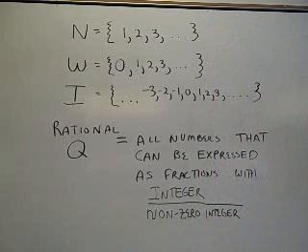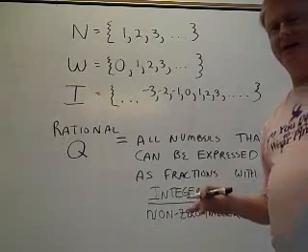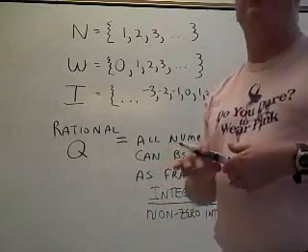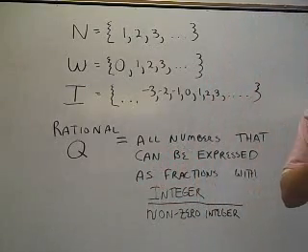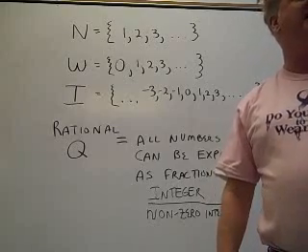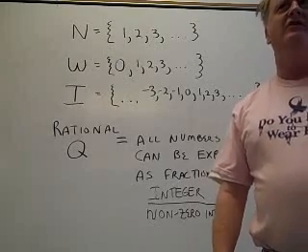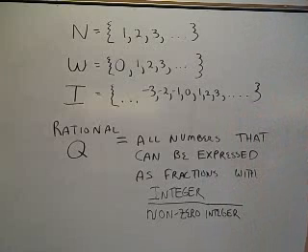So you have an integer on the top and a non-zero integer downstairs on the bottom. And we say non-zero downstairs because dividing by 0 doesn't make sense as an operation. So we exclude 0, but everything else that can be expressed as integer over integer is okay.